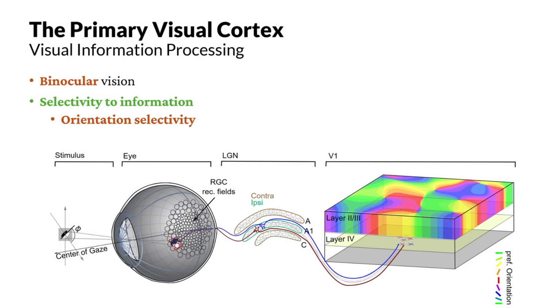We can see in this figure that different orientations are colored differently. The different colors represent columns of neurons that are sensitive to different orientations. We also have direction selectivity. The direction here does not mean the direction of a line, but rather the direction of movement of a line. For example, moving from the left to the right or moving from up to down.